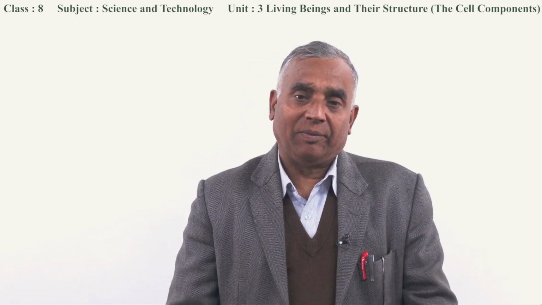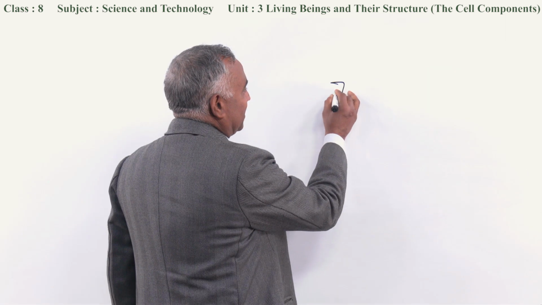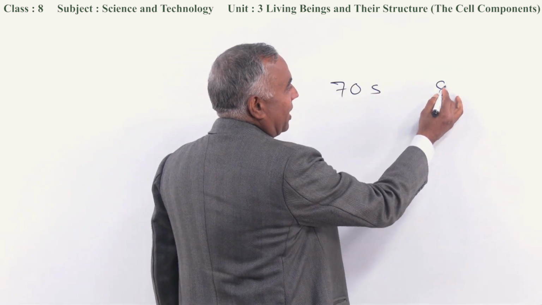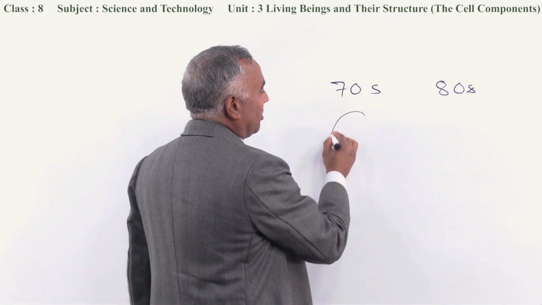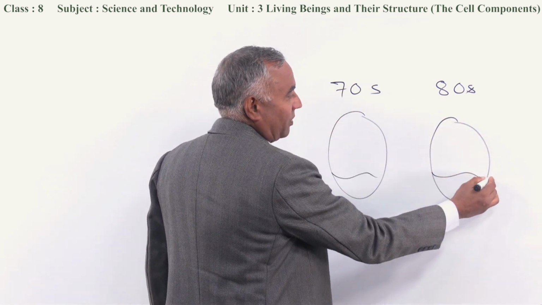Now next one. Oh, it is a very different diagram from your book, students. I think it is simple for you to sketch. Yes, the diagram given in your book is also okay, nice, but there are some terms which are not understood by you. Yes, what is meant by 70S, what is meant by 80S, that is also given above the diagram. You have seen it in your book.